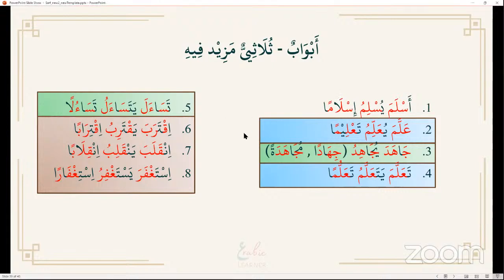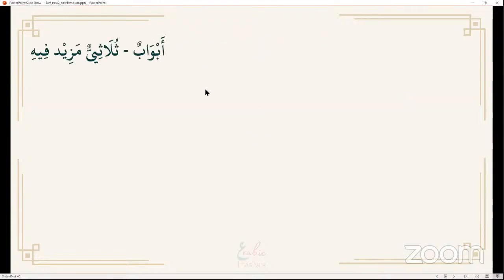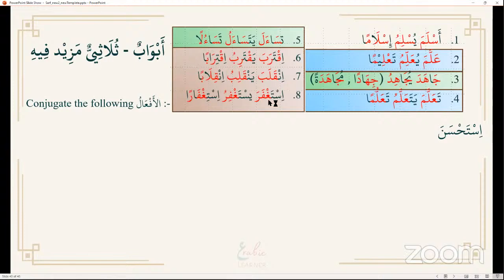Okay, now let's do some practice of conjugation for the mazid fi. And since you have not memorized, I'm just giving the chart above. Istahsana. Now tell me the whole thing, all three forms. For example, aslama, yuslimu, islaman. So tell me all the three forms for istahsana.